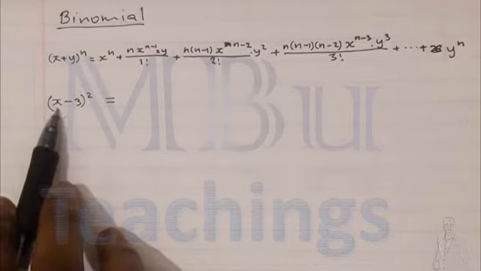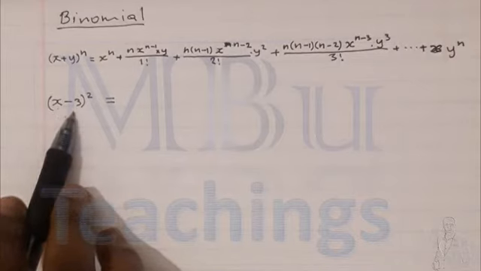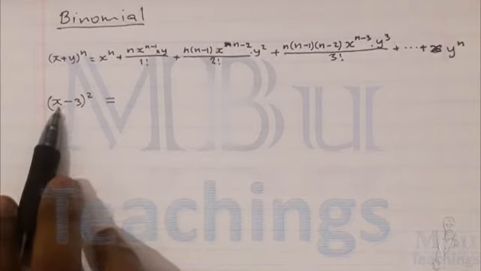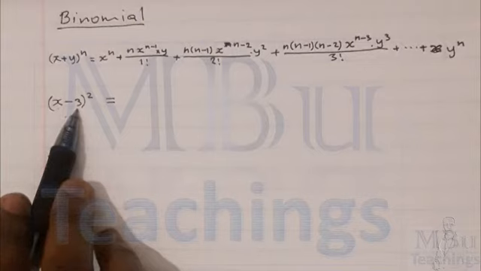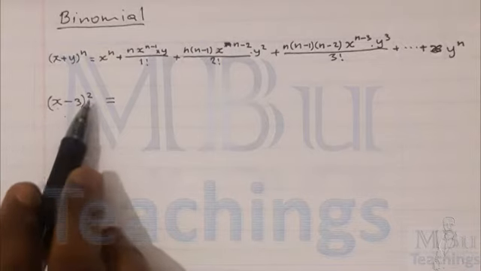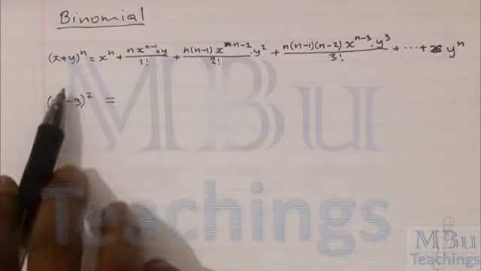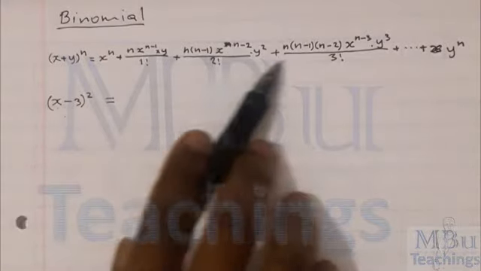A perfect square says x squared, the answer will be x squared minus 6x plus 9, because it will be the square of the first term, the product of these two times 2. Then you just find the square of the last term. That's how you get it. But now we will solve this using binomial theorem.